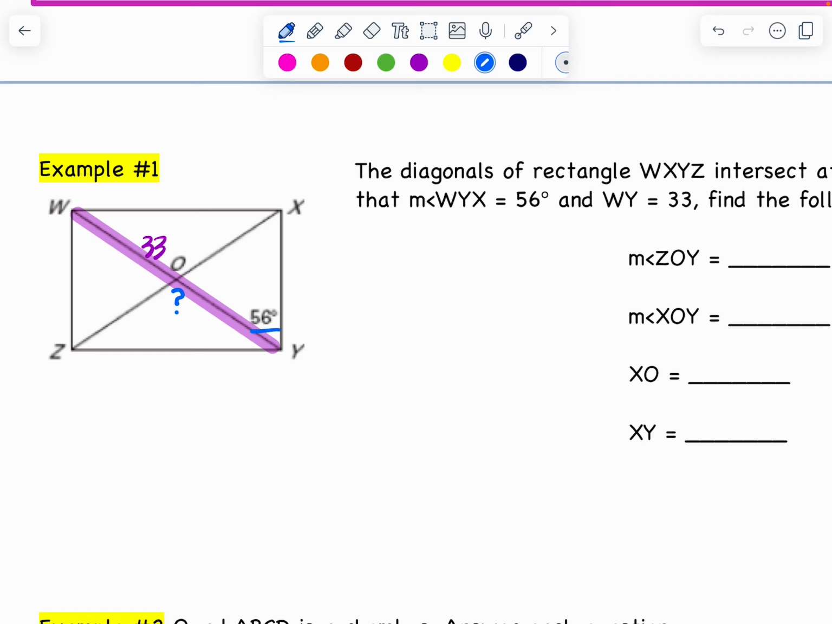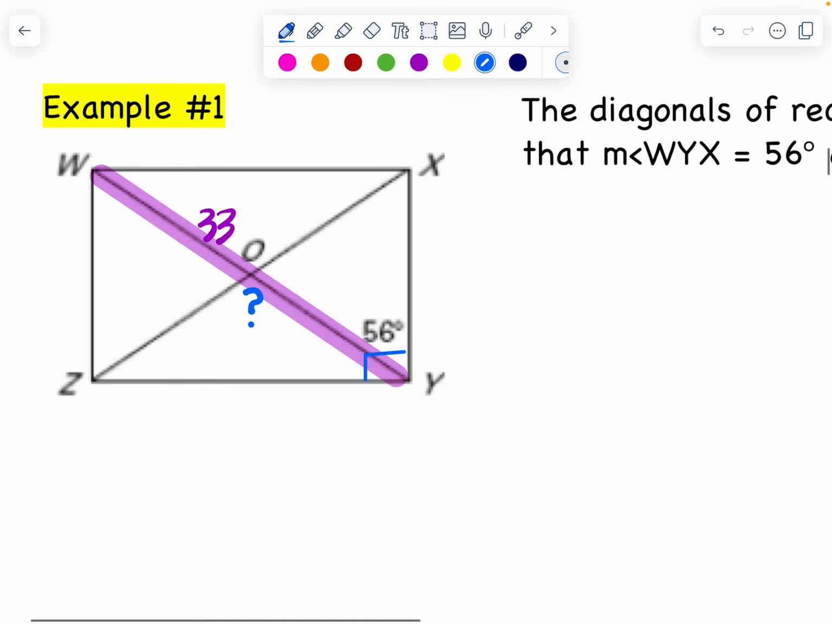Well, let's see. We know it's a rectangle, so we know this is a right angle. So if that's a 56-degree angle, then we know that this is 34 degrees right here. But we also know that the diagonals of a rectangle are congruent, so all four of these pieces of the diagonals are congruent, which means we have an isosceles triangle right here, which means its congruent base angle would be 34 degrees.